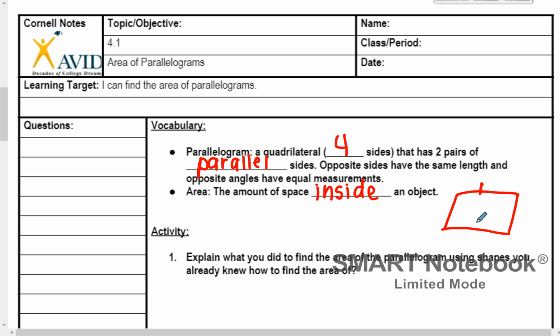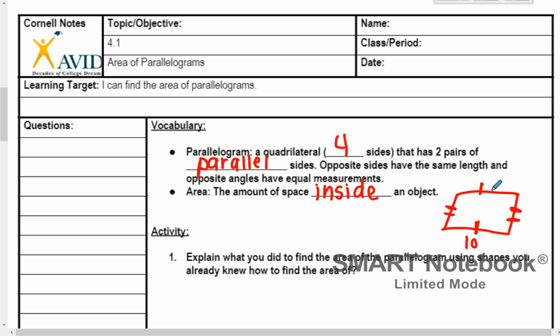Notice how this side is parallel to this side. Those lines will never intersect. They are going straight across right on top of each other. And the left side is parallel to the right side. Notice how that line is never going to intersect this line. It's parallel lines. The length of the top and bottom are also exactly the same.